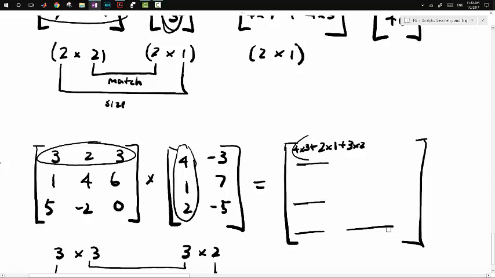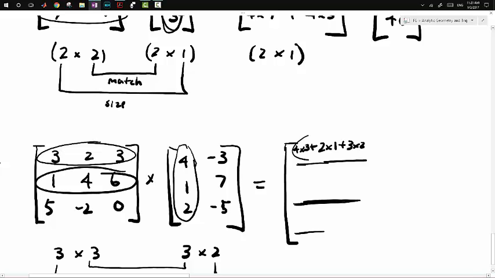So it's pretty systematic, and it follows a definite pattern. The second term down here is going to be using this row multiplied by each element in this column again, and summing them up. So it'd be 4 times 1 plus 4 times 1 plus 6 times 2.